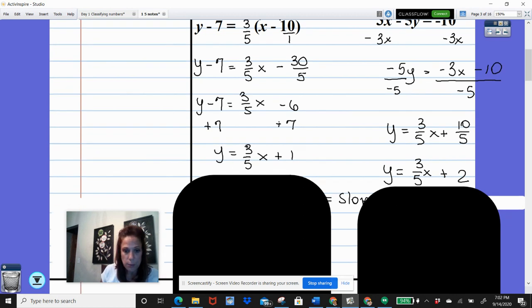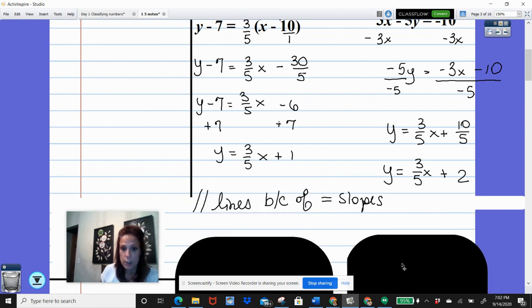So what we have here is y equals 3/5 x plus 1 and y equals 3/5 x plus 2. So what do we know? We just know that the lines are parallel. They have different y-intercepts. They're close, but they're not the same. So those lines will be parallel because they have equal slopes.